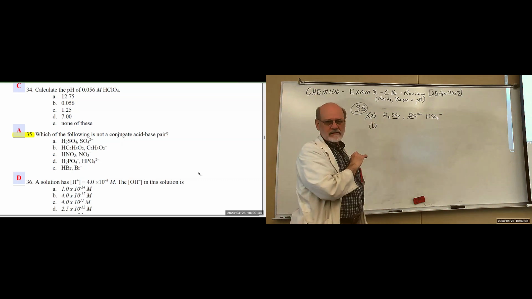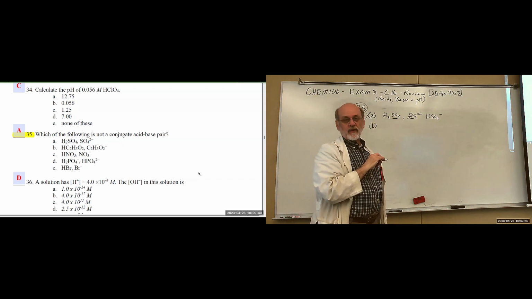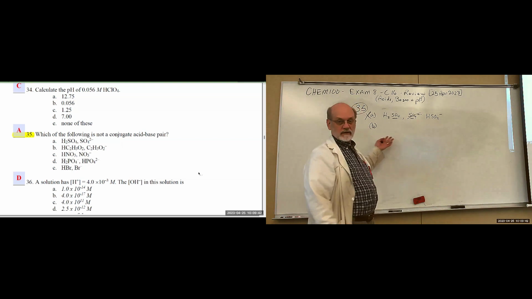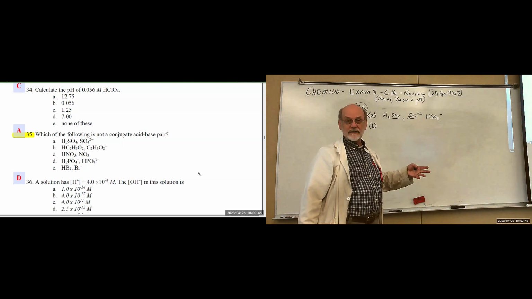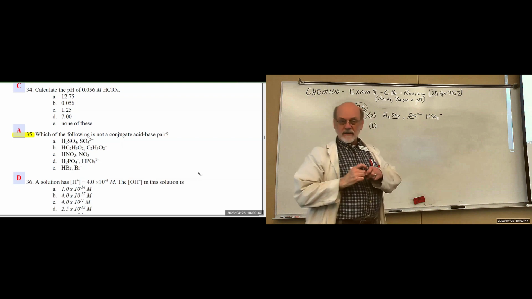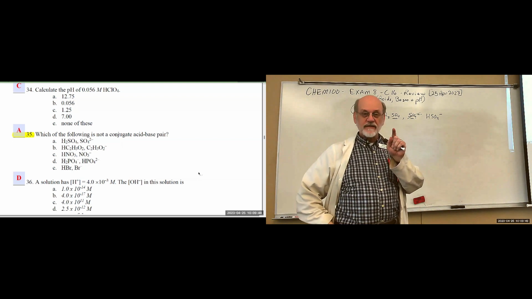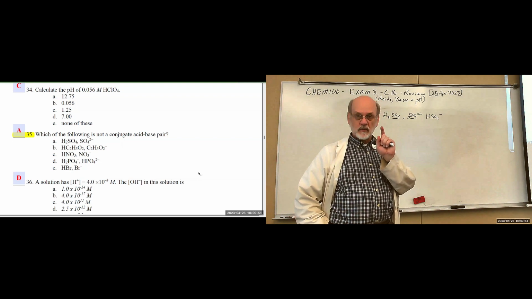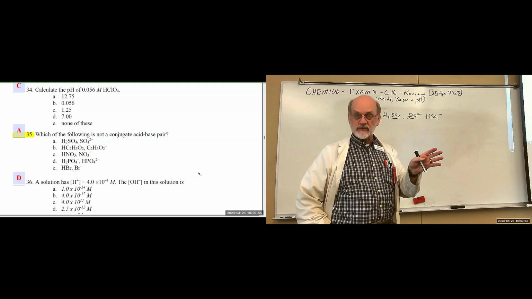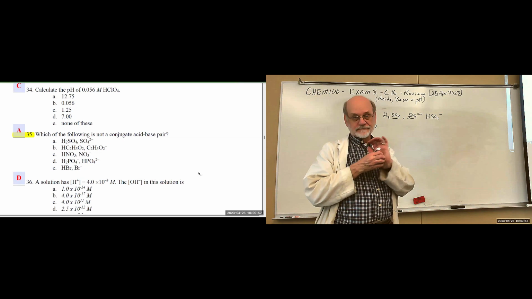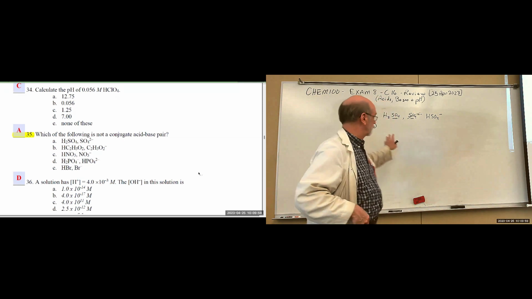How about B? Oh, we found the answer. That's the one that's wrong. The rest of them are right. And if you check them out, look at each one and you find that the base is missing 1 proton and the rest of the molecule is the same as what you started with. Right, so this is the only one that's wrong right here.